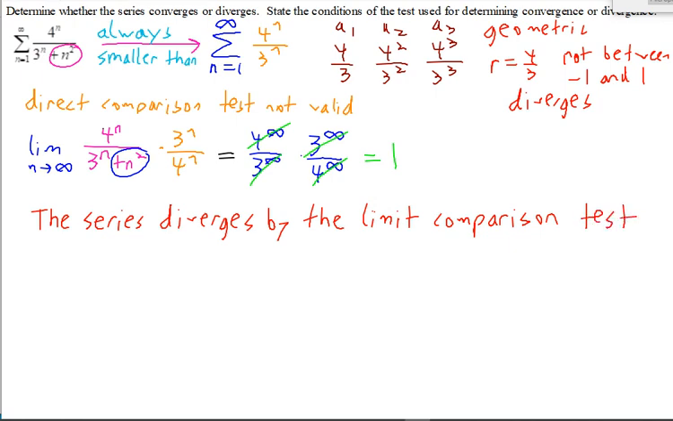And whenever you're using one of the comparison tests, the limit or direct comparison test, you're always going to have to reference another test too that you used on the one you're comparing it to. Well, let's first take care of the limit comparison test and state why that's valid.